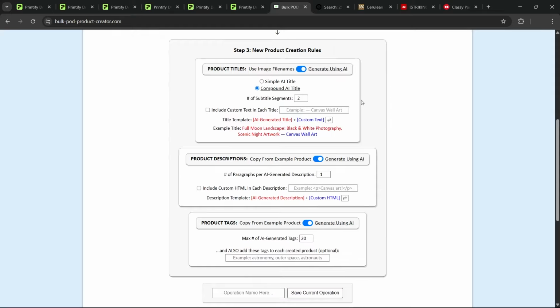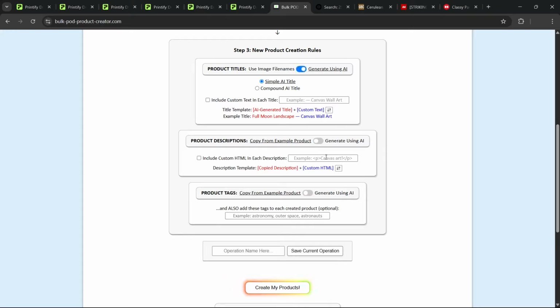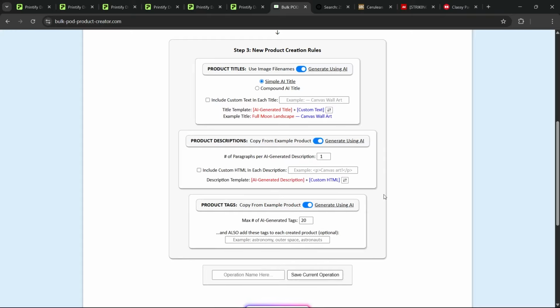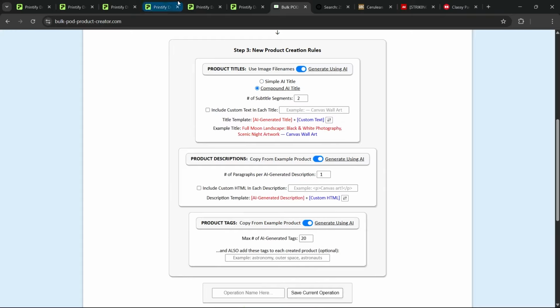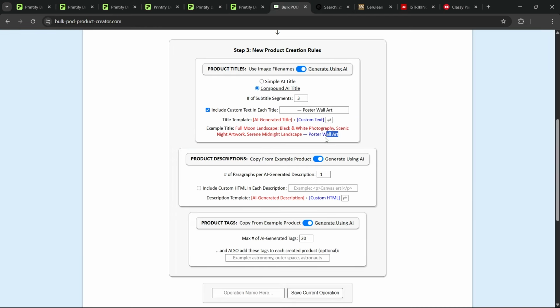Step 3, this is where you set up the rules for the titles, descriptions, and tags. So if you want to automate all of this SEO stuff, you can just toggle generate using AI for all 3 of these options here. So for the product titles, to replicate what we were doing, you would just select the compound AI title option. Number of subtitle segments, you could set it to 2 or 3, and then you just add this custom text here into this section, and it'll basically append this custom text to each of your created products.